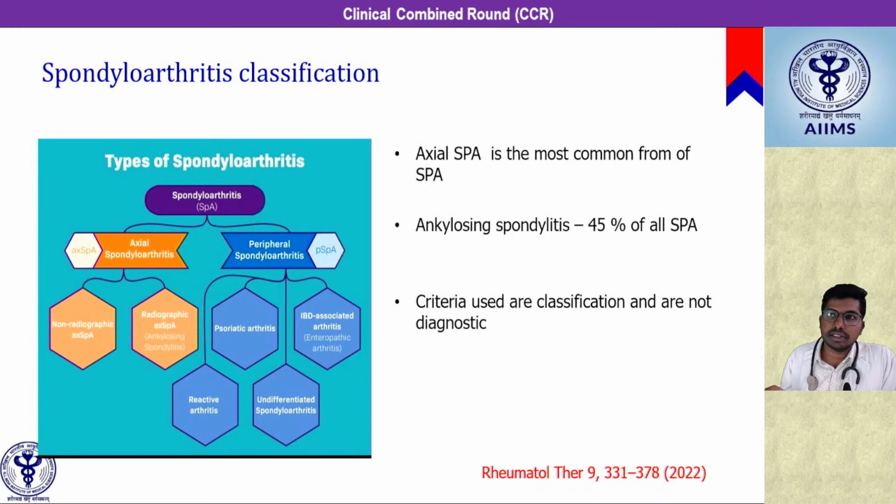Some of the drugs only work in peripheral disease, for example, sulfasalazine, while anti-TNF alpha inhibitors are indicated for axial spondyloarthritis. The most common form of spondyloarthritis is axial SpA, and the most common disease is ankylosing spondylitis, which represents 45% of all SpA spectrum disorders. The criteria are used for classification and not for diagnosis.